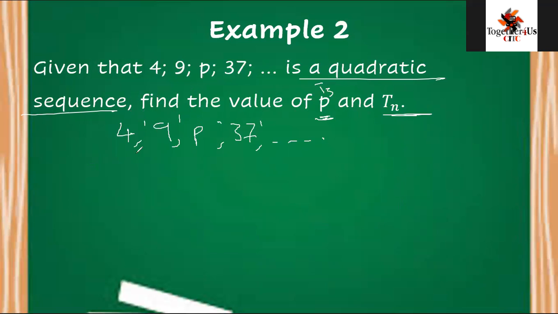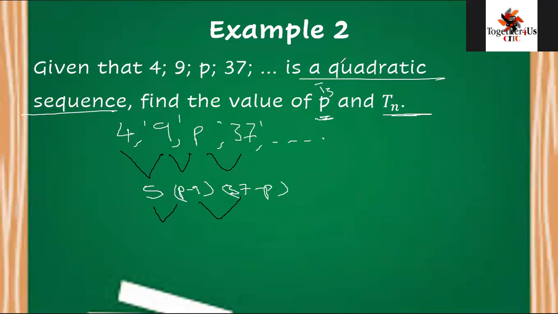Now, I'm going to go ahead here and put up my first and second difference so that I can solve for P. The idea is to get an equation in which I can solve for P. So this is going to be 5 because 9 minus 4 is just 5. Here, I'm going to have P minus 9. And here, I'm going to have 37 minus P. Then I must come to the second difference.